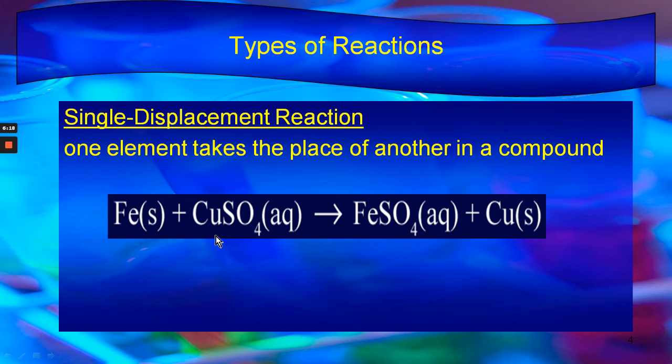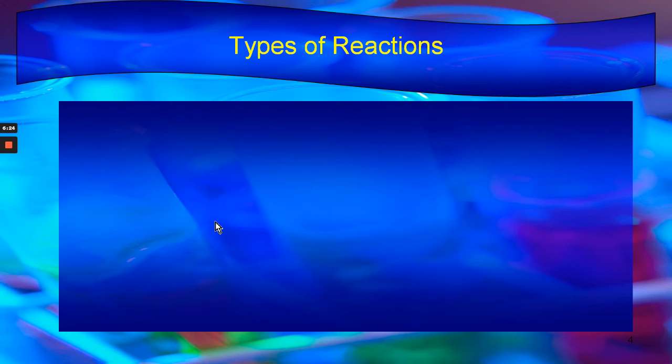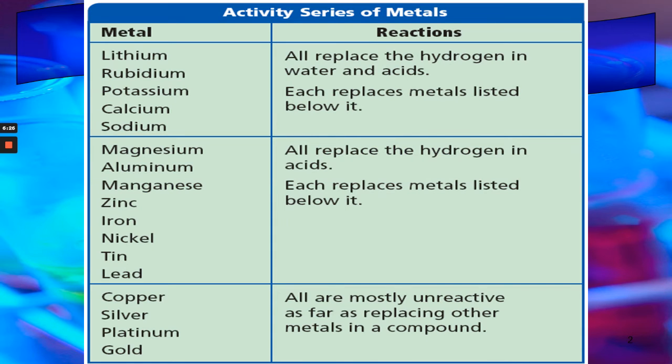In fact, I've actually done this before with my students. The iron will kick out the copper. So if you look back here at the iron and copper, here's iron, here's copper. So you can see that iron takes the place of copper.